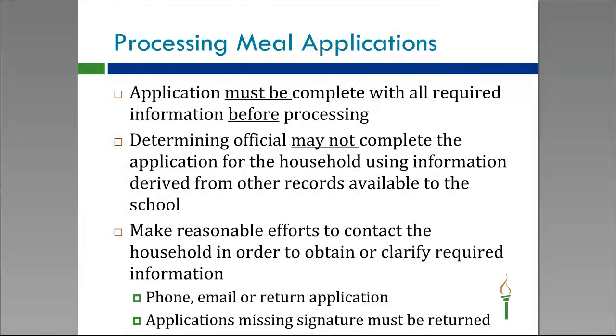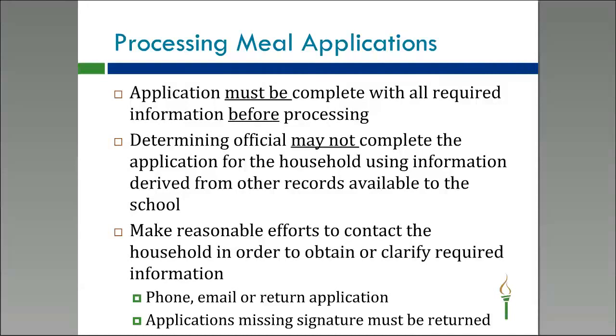In order to approve the application, it must be complete. If it's incomplete, you are not allowed to complete it with information from school records that you have. If it is incomplete, contact the household to get any missing information or clarify the information. You can do this by phone or email.